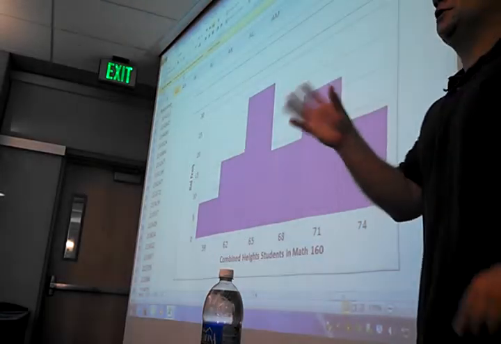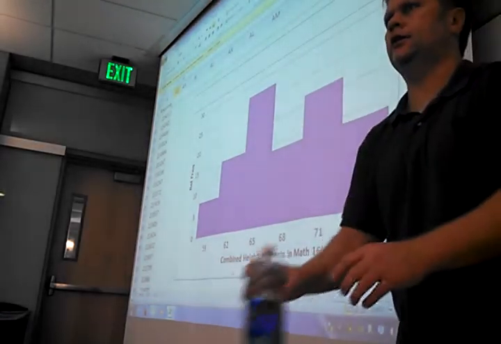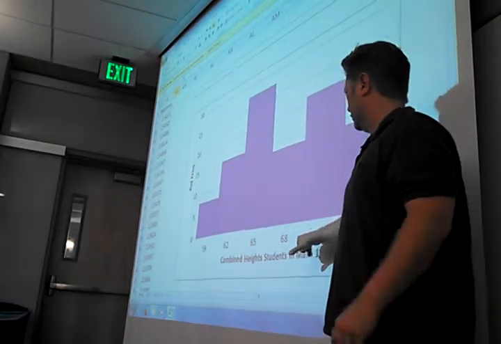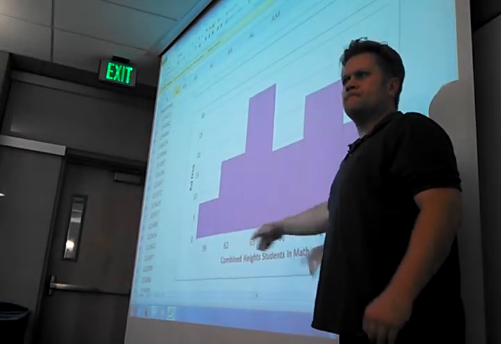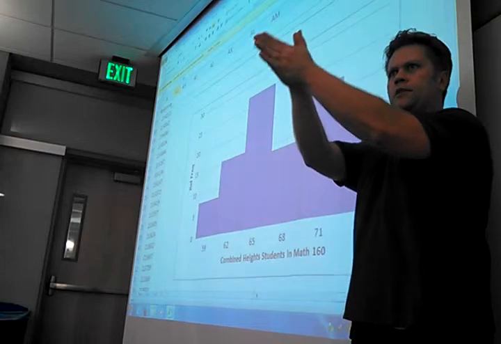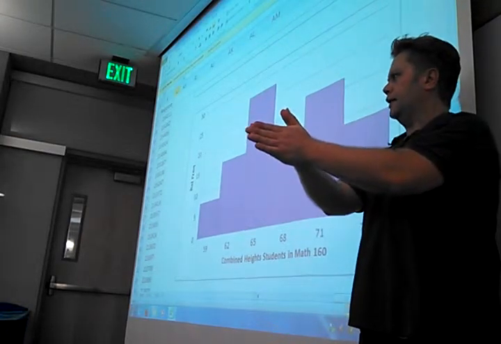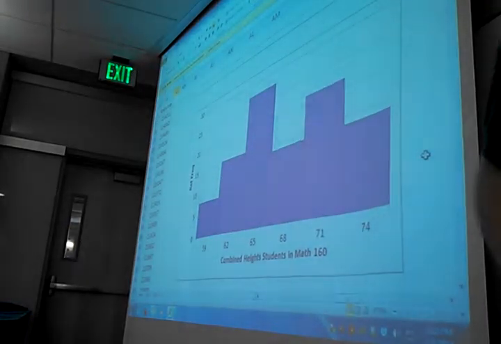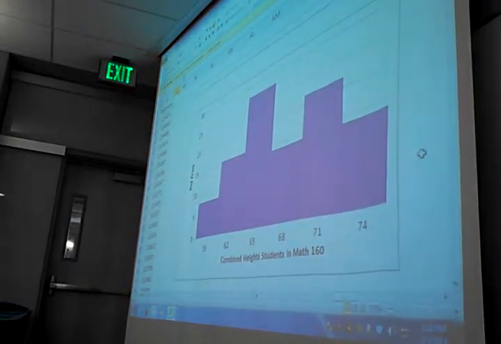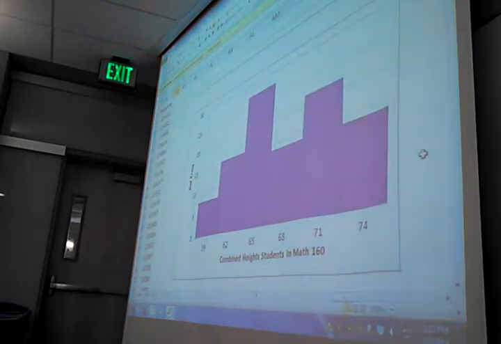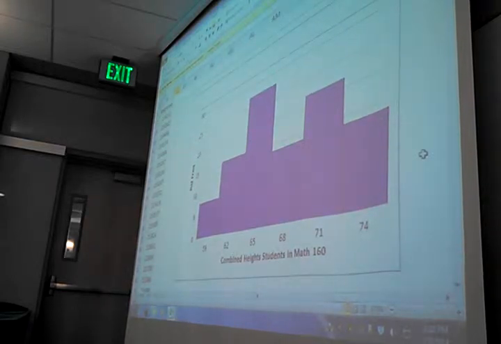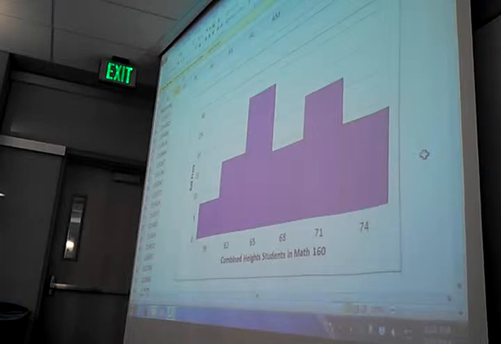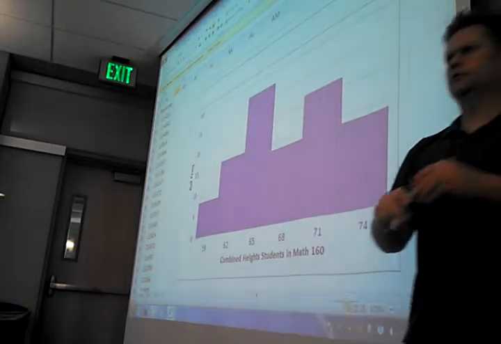But what can anybody tell me something about this histogram I created? What's different than the ones we did in class that's actually okay to do? What are these things? They're right in the middle. They're the midpoints of the classes. So my first class, can somebody tell me what my first class probably is? The midpoint is 59.